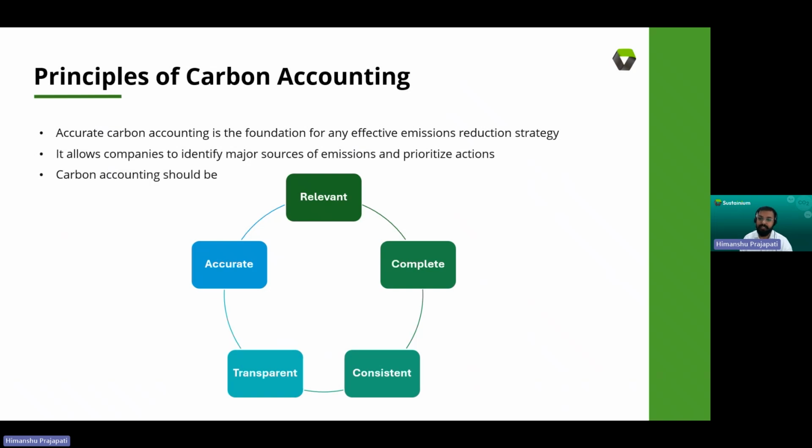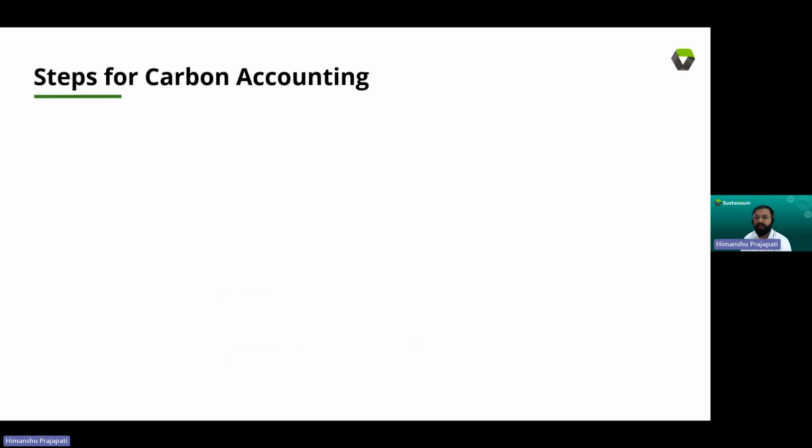Last but not least, the carbon accounting has to be accurate, so you have to understand which factors you're utilizing in terms of calculating your emissions. So emission factors are very important. It should be the right year, it should be the right category, and that's very relevant when you're talking about carbon accounting. Let's quickly go through the steps of carbon accounting, because we've already covered the essential principles of carbon accounting.